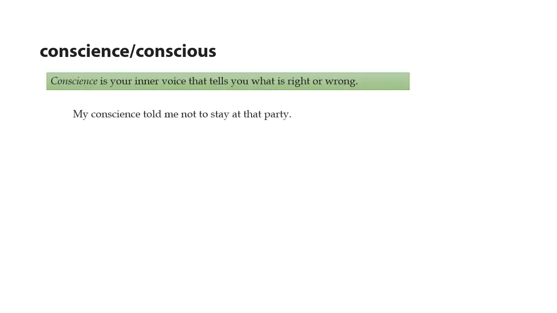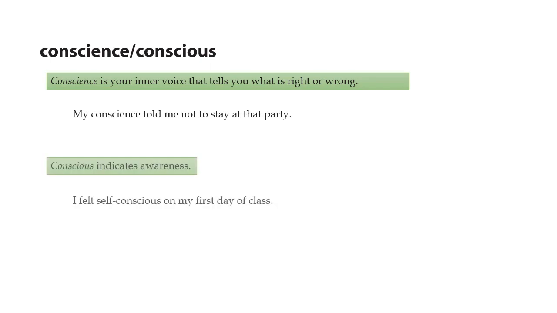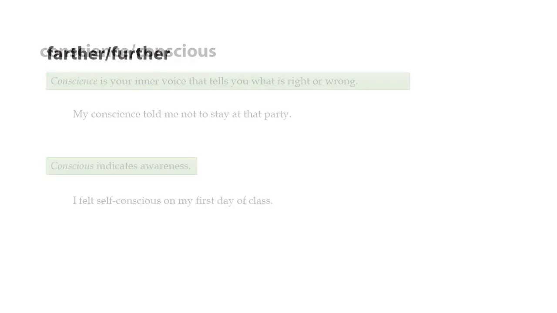Conscience and conscious. Conscience is that inner voice that tells you what is right or wrong. My conscience told me not to stay at that party. Conscious indicates awareness or a state of awareness. I felt self-conscious on my first day of class, so it's almost like I felt self-aware. Conscious is awareness.